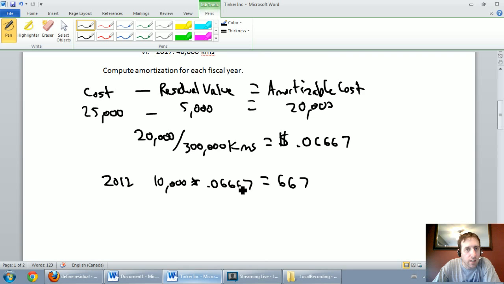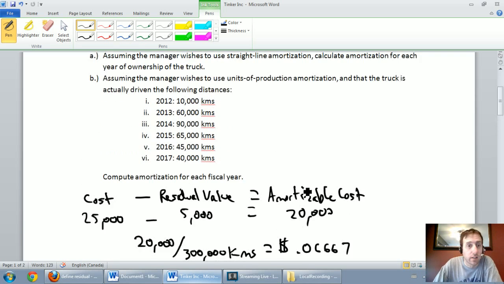Well, the reason is units of production takes the time element out of our computations, right? We didn't do it based on years or months. We're amortizing based on kilometers. If I drove 10,000 kilometers, my exact amortization should be 667. It shouldn't be 4/12ths of that. So again, it's not based on time, it's based on kilometers. We've calculated the number correctly. Let's carry on to the next year.